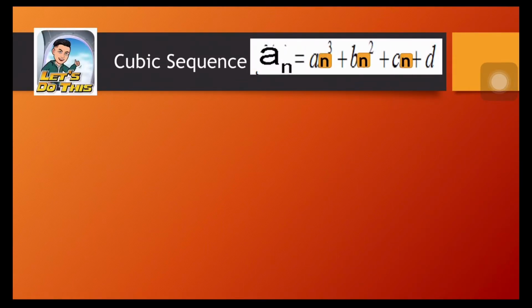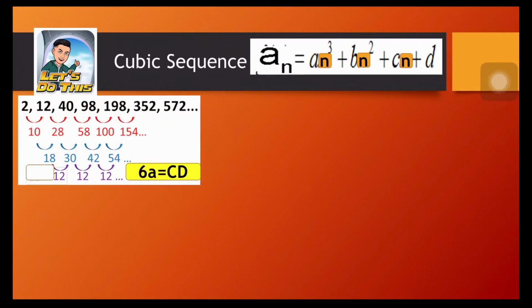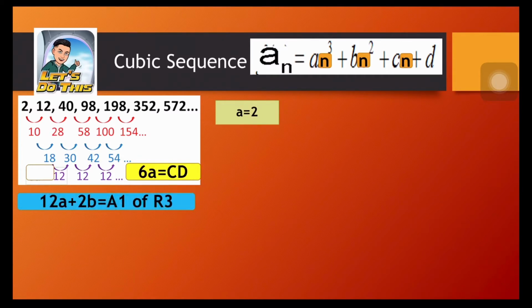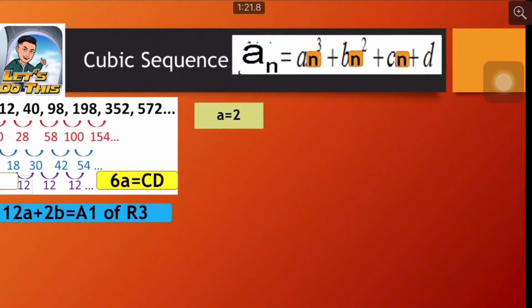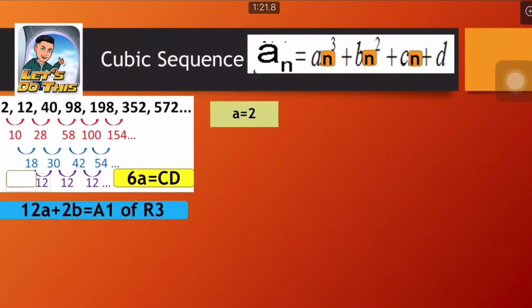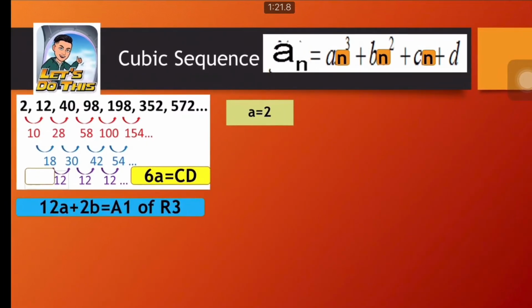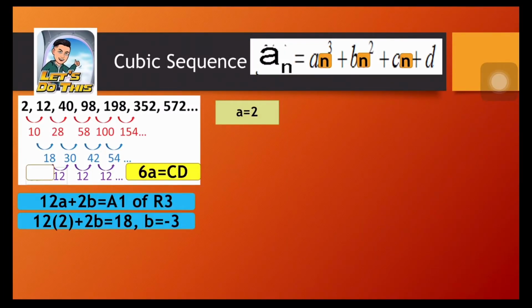Starting from the left side, we have 2, 12, 40, 98, 198, 352, and 572. We know for a fact that a is equal to 2. Now, we need to find the value of b. To get the value of b, we need to use the formula 12a plus 2b is equal to the first term in row 3. Therefore, we have 12 times 2 plus 2b is equal to 18, since 18 is the value in row 3. That gives us b is equal to negative 3.